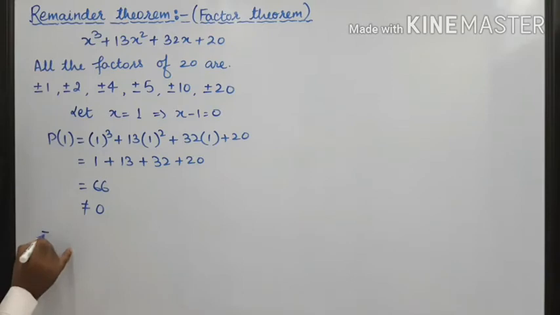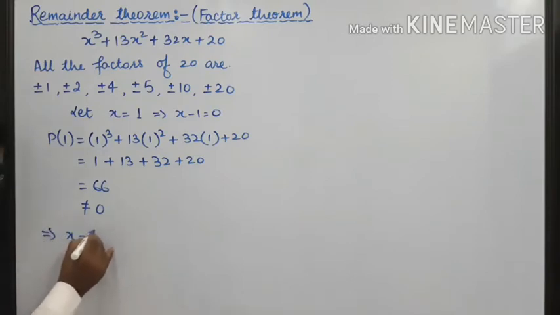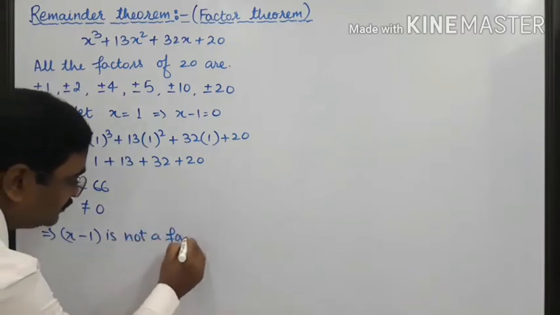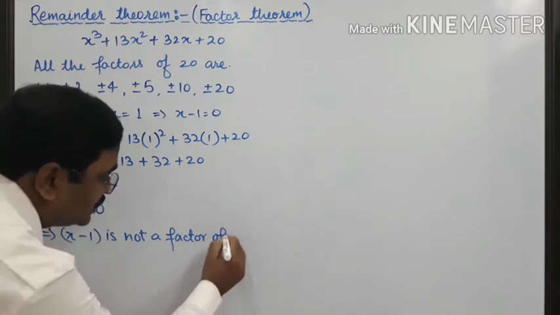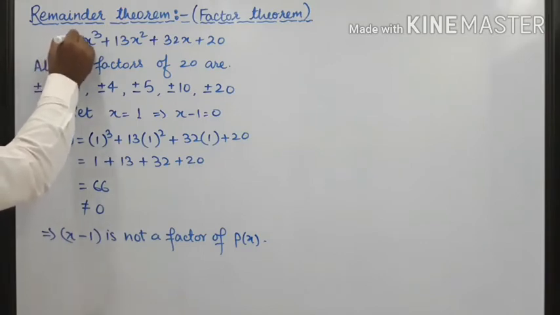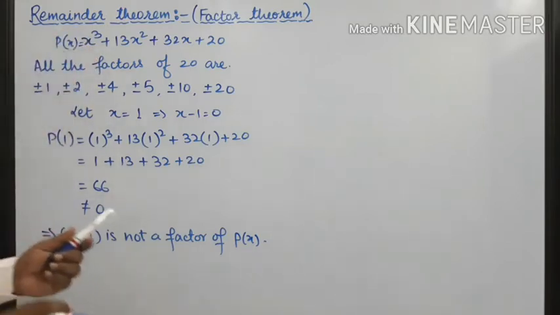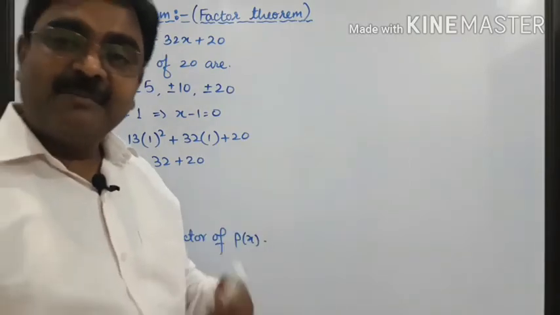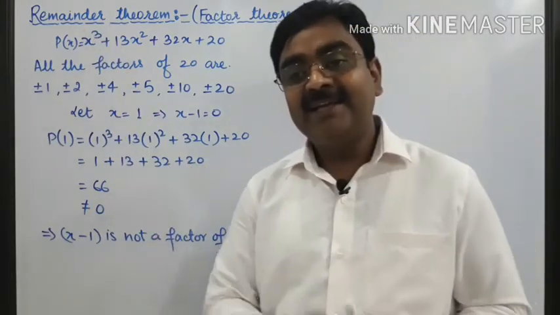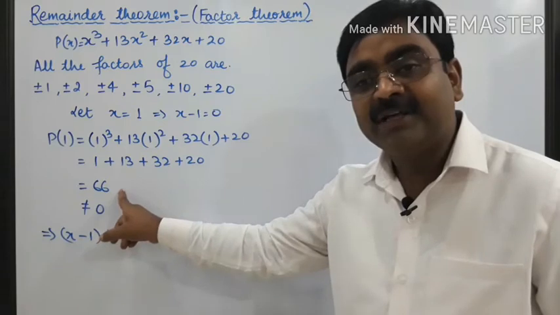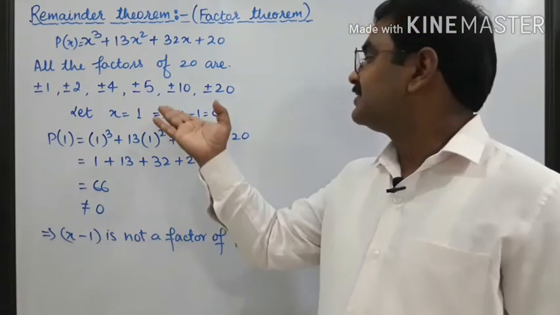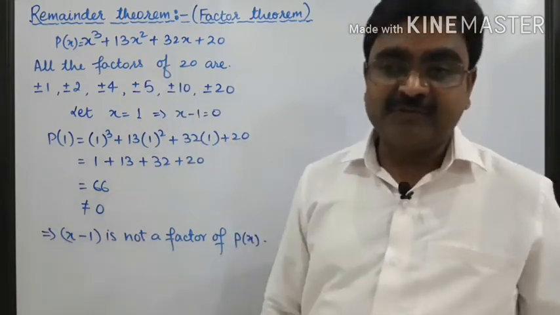So this implies that x minus 1 is not a factor of this cubic polynomial p(x), right children? So this is not a factor of this polynomial. So now we tried this and we got that x equal to 1 is not a factor of this polynomial. Why? Because the remainder did not come 0. If the remainder is not 0, this implies that this value is not a factor of this polynomial.